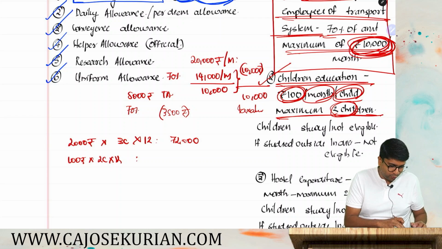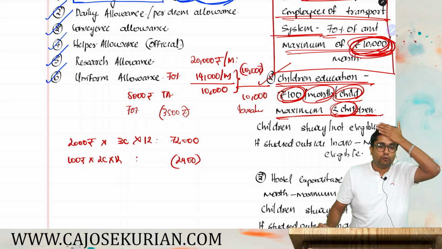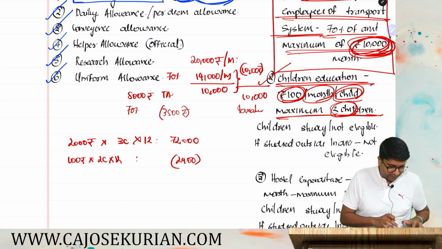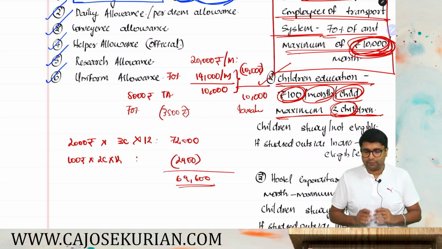So 100 into 2 into 12 will be 400 rupees you can claim as an exemption. And the remaining amount shall be fully taxable. And how much will be the remaining amount? 72,000 minus 2,400, and that will be 69,600 shall be fully taxable. So that's what they are saying.